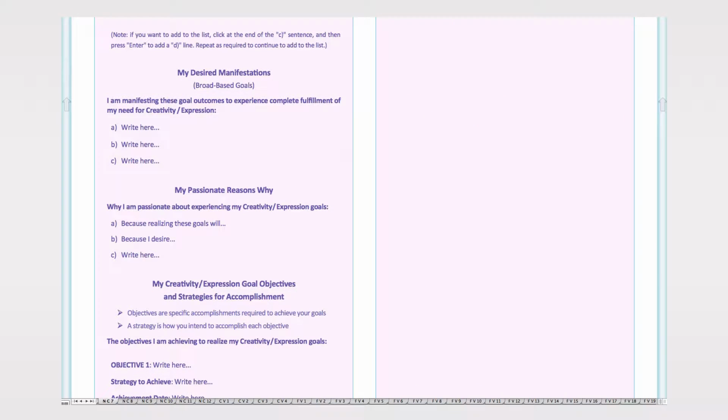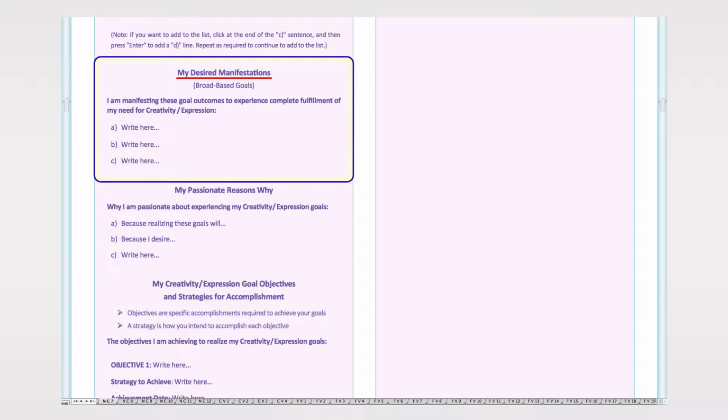Scrolling down a bit, we come to the goal setting template shown here. My desired manifestations, and these are your broad-based goals. I am manifesting these goal outcomes to experience complete fulfillment of my need for creativity expression. There are 3 template spaces to write in. More can be added, but we'll be coming back to this.